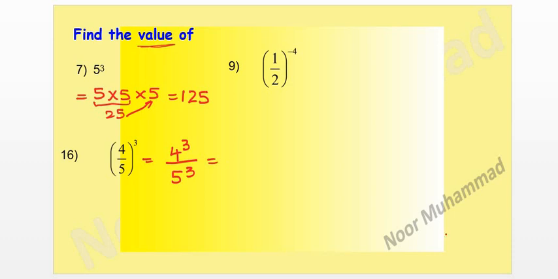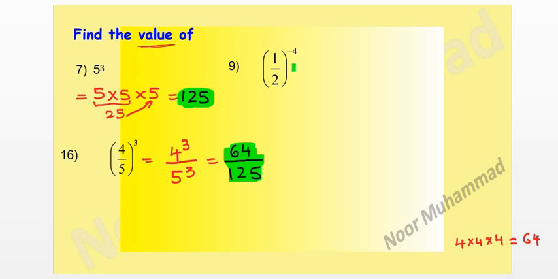Now let's expand them. 4 times 4 times 4 will give us the numerator. 4 times 4 is 16, and 16 fours are 64. So the numerator is going to be 64. And let's see what the denominator will be, because it's 5 to the power 3. We already did it over here. It will be 125. Finally, when you write the answer, you have to check whether it is possible to simplify it. Right now it's not possible to simplify it, so we will leave it like that. So let me highlight the answer. This is our first answer, and this is our second answer for question number 16.